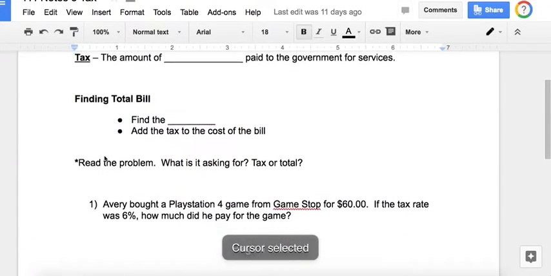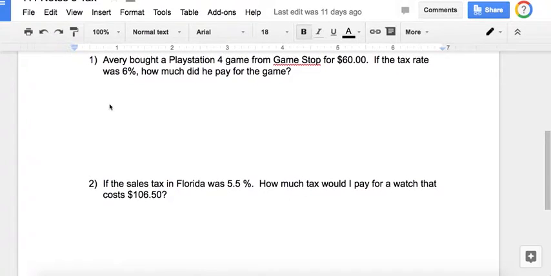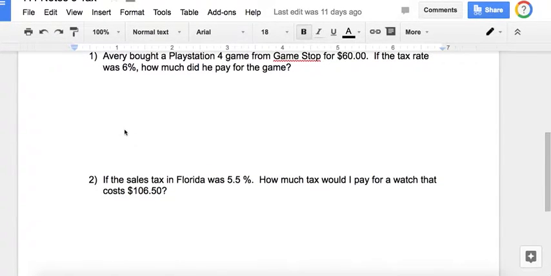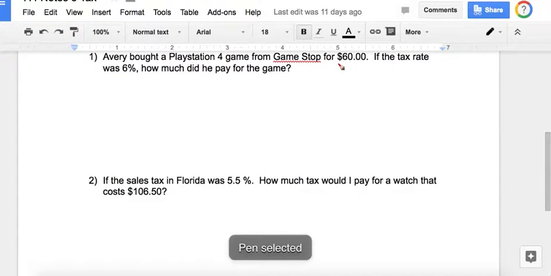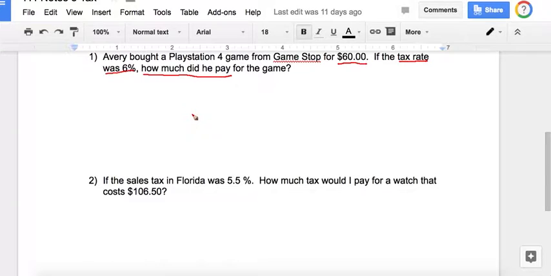Okay, so let's look at number 1. Avery bought a PlayStation 4 game from GameStop for $60. So underline $60. If the tax rate was 6%, underline tax rate was 6%. How much did he pay for the game? So underline that. Now, what is this question asking me to find? The tax or the total? Hopefully you said total because it said how much did he pay for the game. So I want to know the total.